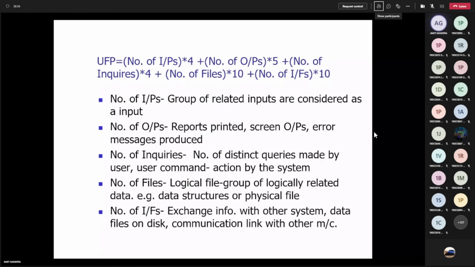So number of inputs means a group of related inputs is considered as one input. Like when you enroll for CharuSet, you have entered all 35 fields. So it is not going to be considered as 35 inputs. All 35 together will be considered as one input.